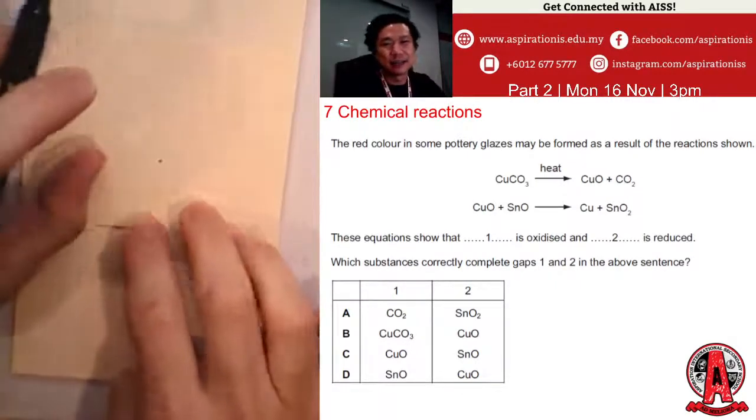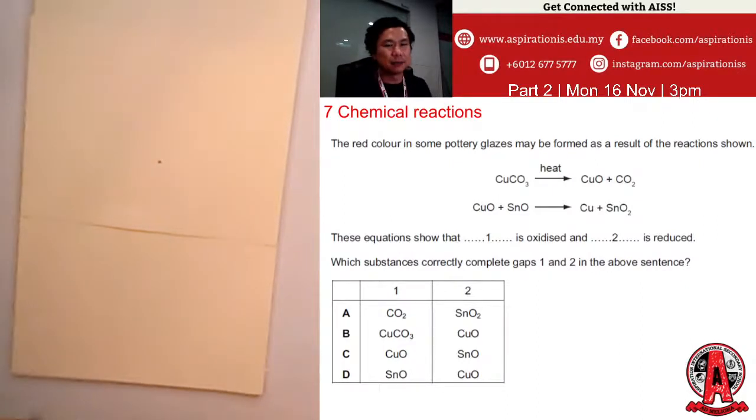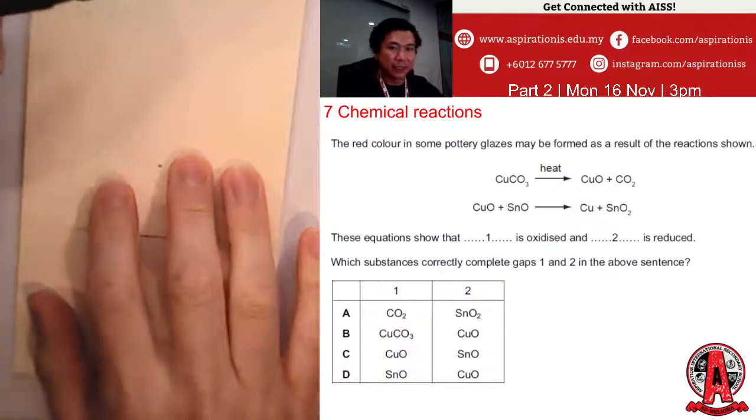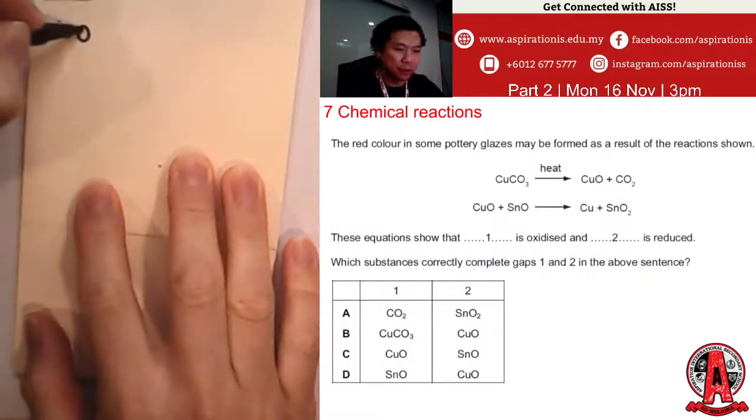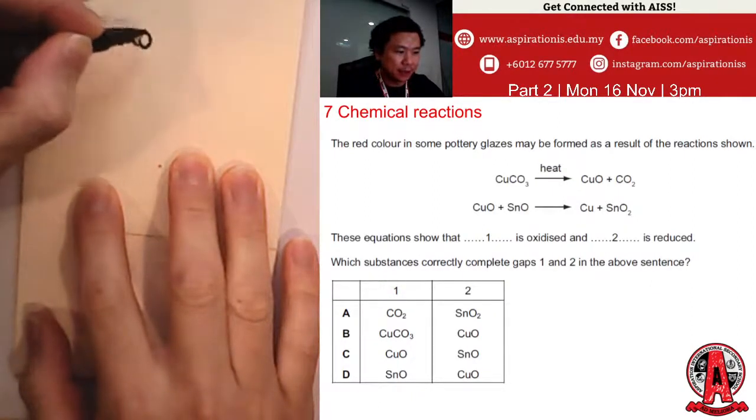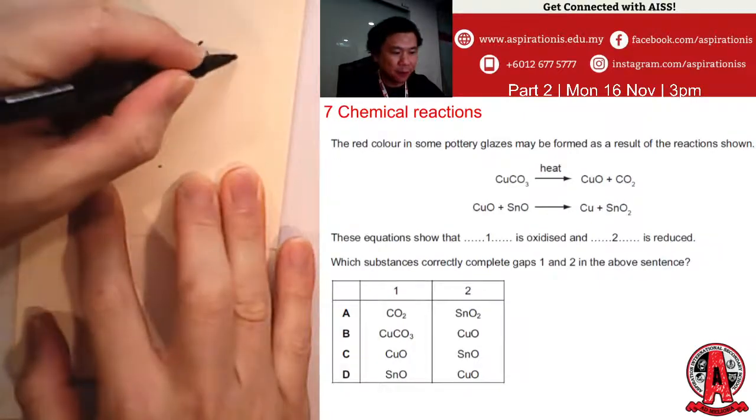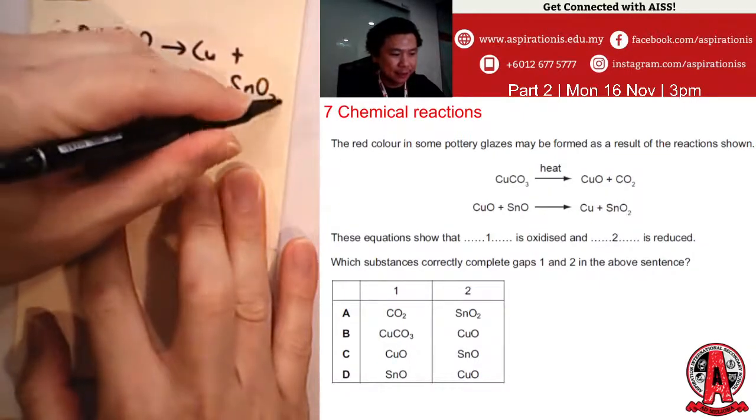Thermal decompositions are usually not redox reactions. So the first reaction, no. Then you will have to look at the second reaction. You've got copper oxide plus tin, and now you have copper plus tin oxide.